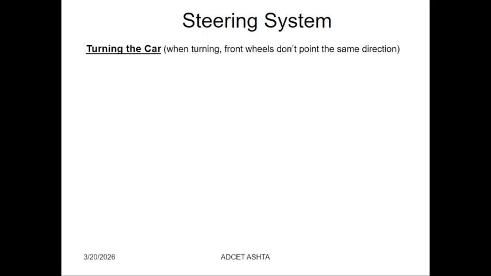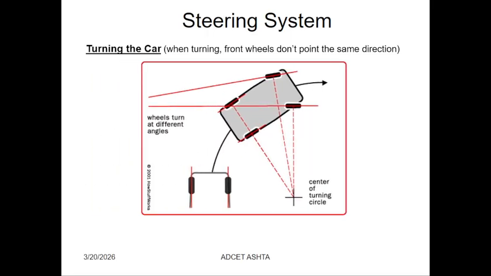For the steering system, when turning the car, the front wheels don't point in the same direction. There is an image shown here of the mechanism behind the steering system, with the car turning to the right side.